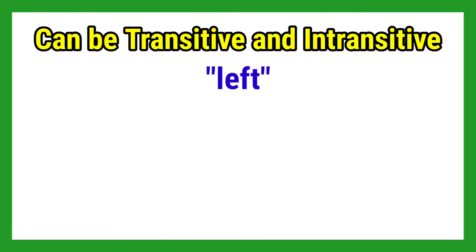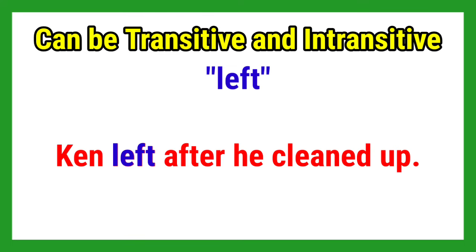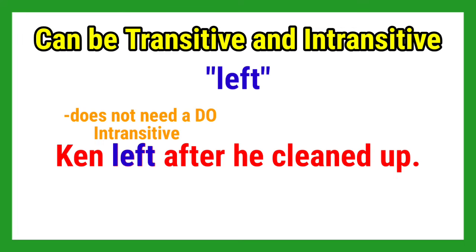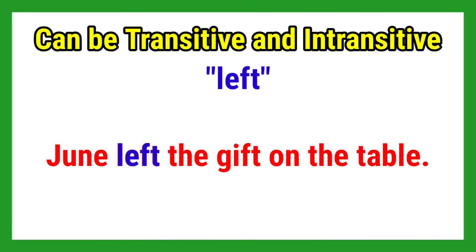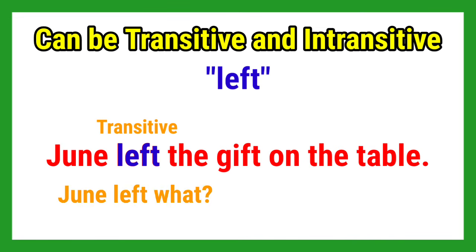For example, the verb left. Ken left after he cleaned up. In this sentence, the verb left is intransitive. Why? Because it does not need a direct object. Ken left what? Not given, right? How about this? June left the gift on the table. In this sentence, the verb left is transitive. Why? Because it already has a direct object. What is it? June left what on the table? Gift. So, gift is the direct object. That is why the verb in this sentence is transitive.